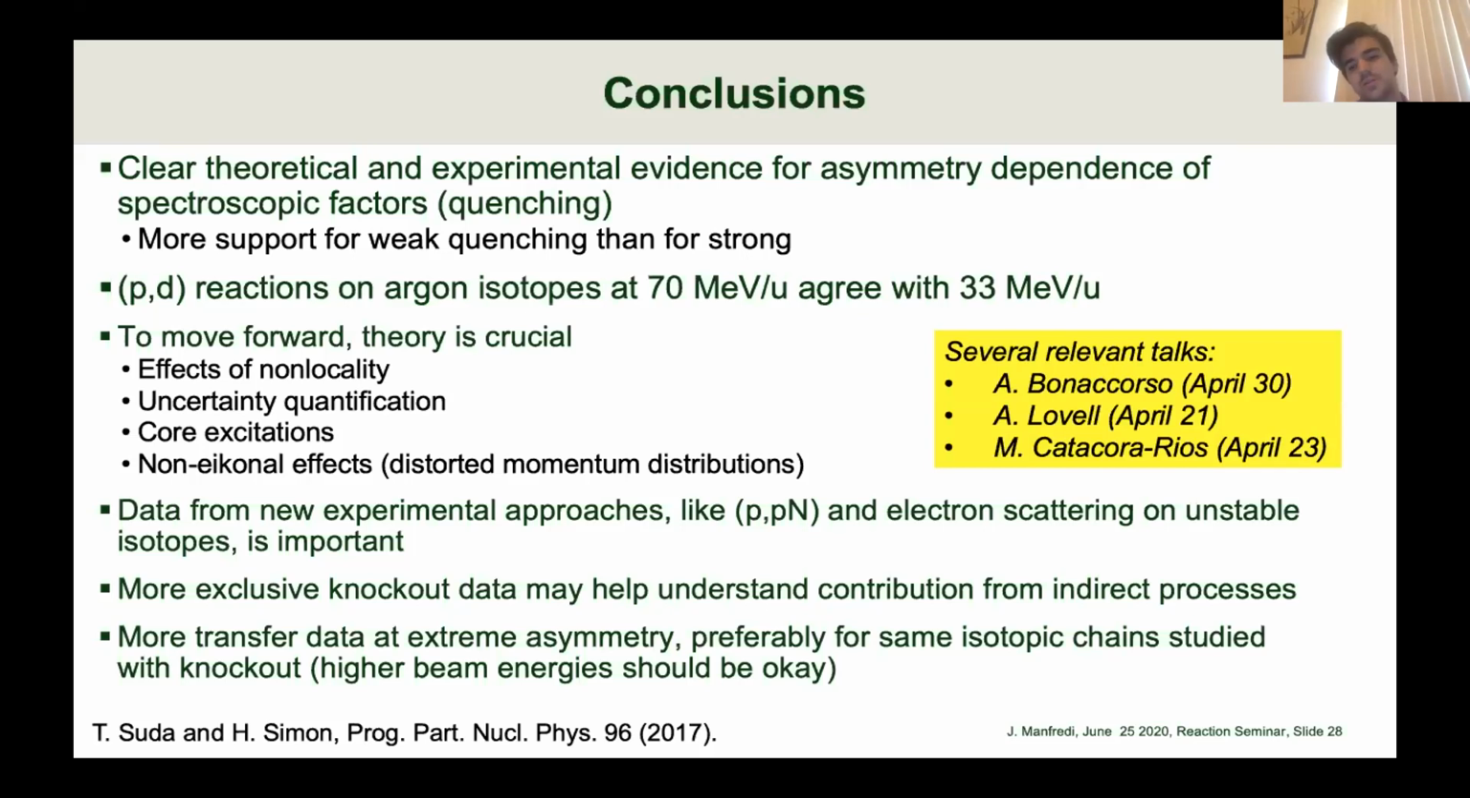There's also the possibility of electron scattering on unstable isotopes. These are capabilities being developed in Japan and Germany, which you can read about here. This eliminates basically one of the three drawbacks of electron scattering, but it would still be really interesting to look at proton knockout compared to these other techniques. For the knockout technique, more exclusive data would be helpful to better understand any contribution from indirect processes, like the Bazin paper I showed earlier. And for transfer data, more is still needed at extreme asymmetry, preferably for similar systems as the knockout, so you can make more detailed comparisons.